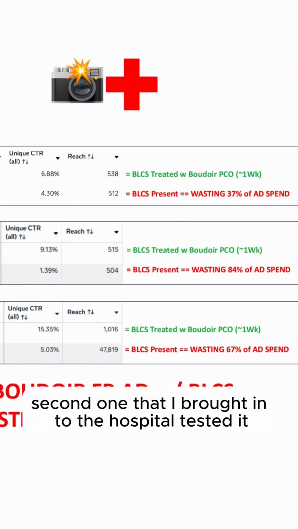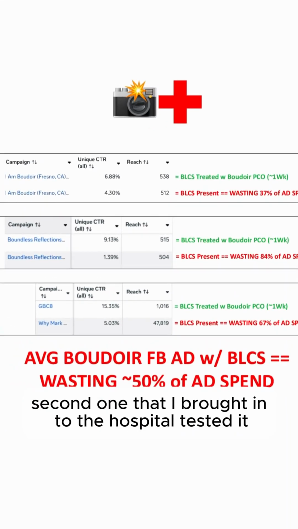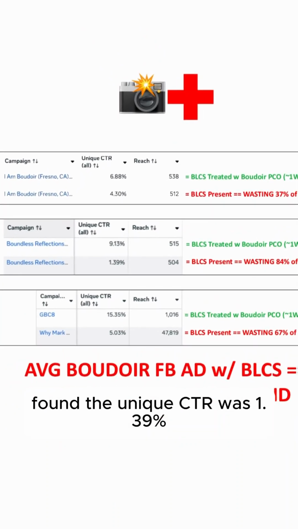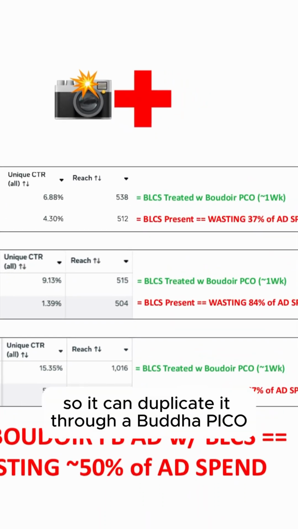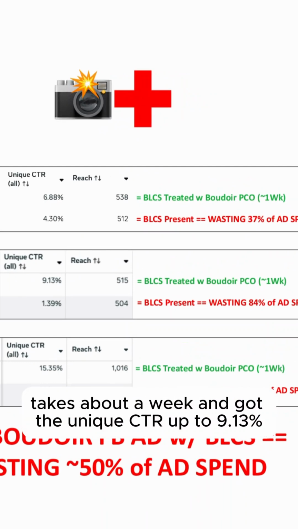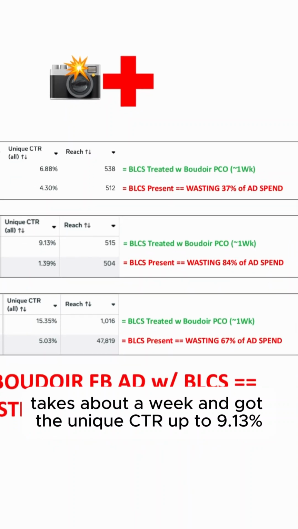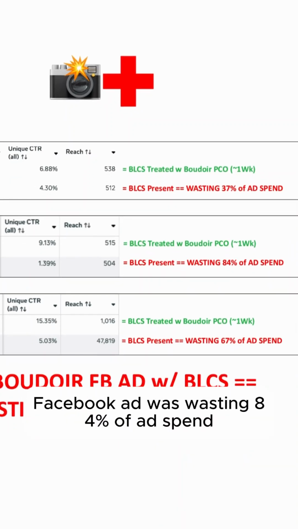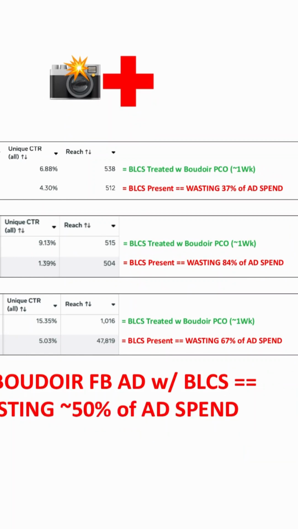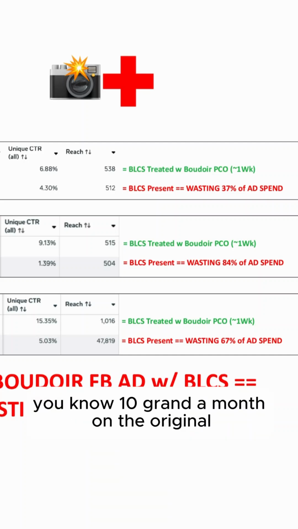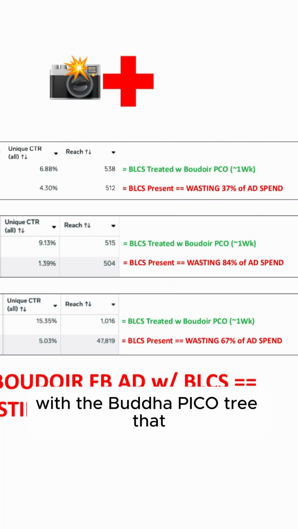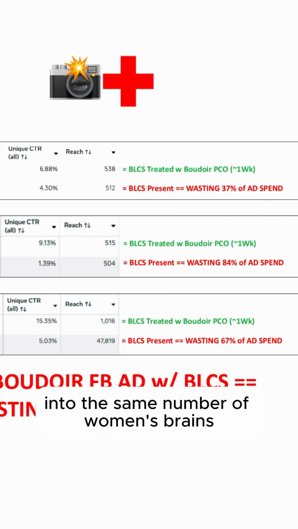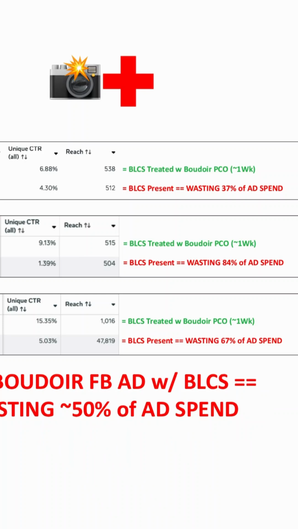All right, second one that I brought into the hospital, tested it, found the unique CTR was 1.39%. So it's under 6%, so we know BLCS is present. So we duplicated it, treated it with Boudoir Pico, takes about a week, and got the unique CTR up to 9.13%. So we found out the original Boudoir Facebook ad was wasting 84% of ad spend. And when that happens, if they're spending 10 grand a month on the original, now they only need to spend 1.6 grand a month with the Boudoir Pico treated ad and get their ad into the same number of women's brains in both scenarios.